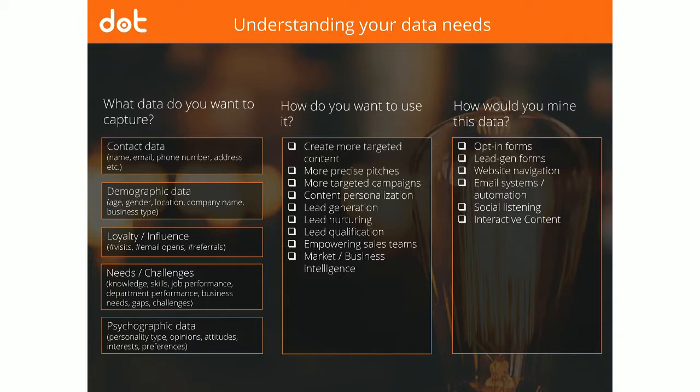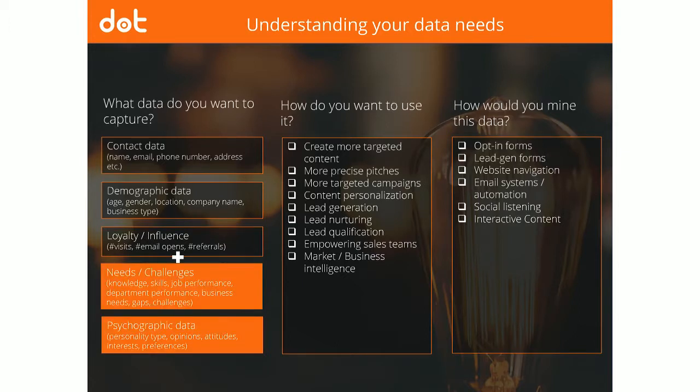And then think about how you want to mine this data. You can go with your classic opt-in form, lead gen form. Maybe you already have some kind of automation running on your website. You can know that through navigation, your automation system, or of course, interactive content, which is really, really great at mining those last two types. Of course, with interactive content, you can always get contact data and demographic data and loyalty. But most importantly, the real juice here is mining those needs and challenges and that psychographic data that is really difficult to get in most other scenarios.